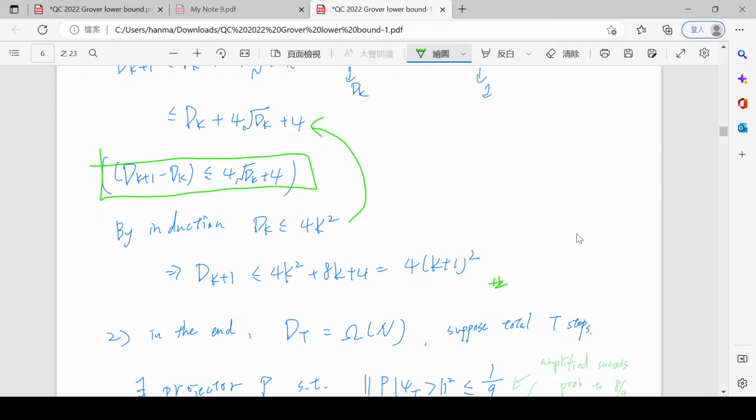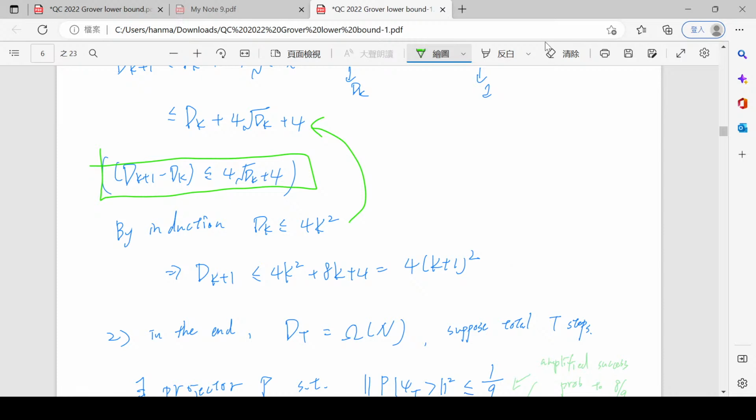Question? Right. So we show that for every k, decay should be less than 4k squared. Okay. So that's the upper bound on how fast decay can grow with k.